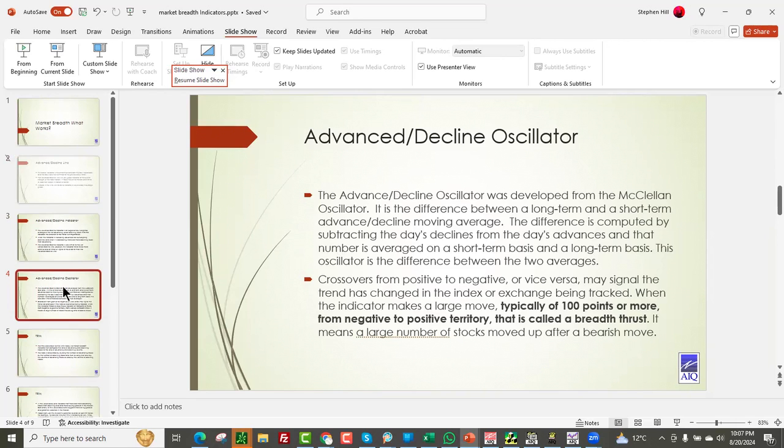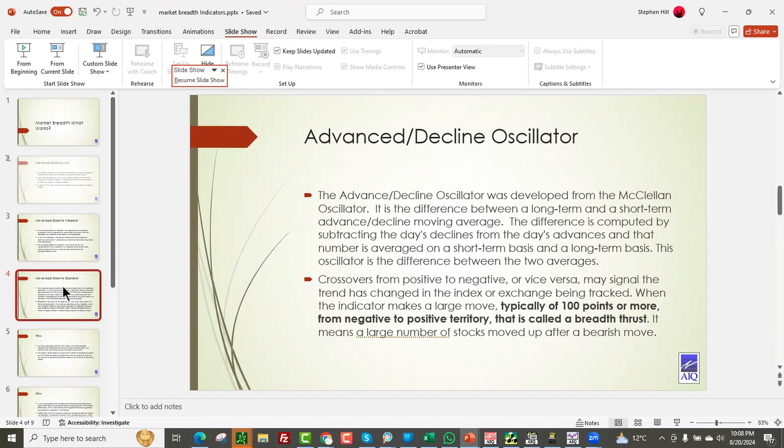So again, the McClellan Oscillator, or the Advanced Decline Oscillator as we call it, is computed by subtracting the day's declines from the day's advances, and it's averaged on a short-term and a long-term basis. We'll see what values we use for that in AIQ. The oscillator is the difference between the two averages. It's a classic way of doing that measurement. So crossovers with this indicator from positive to negative, across the zero line, or vice versa, may signal the trend has changed in the index being tracked.